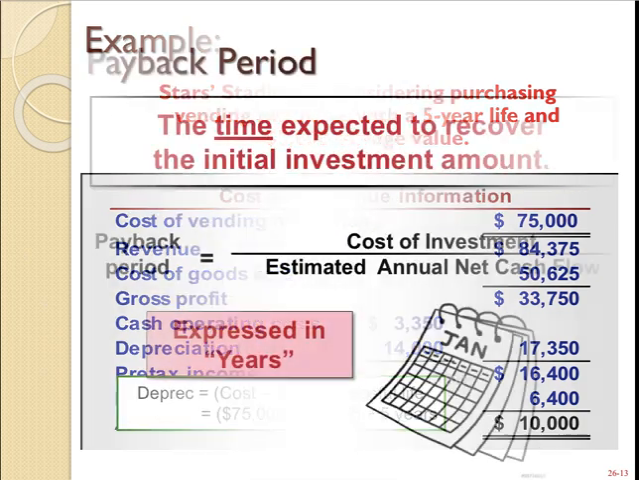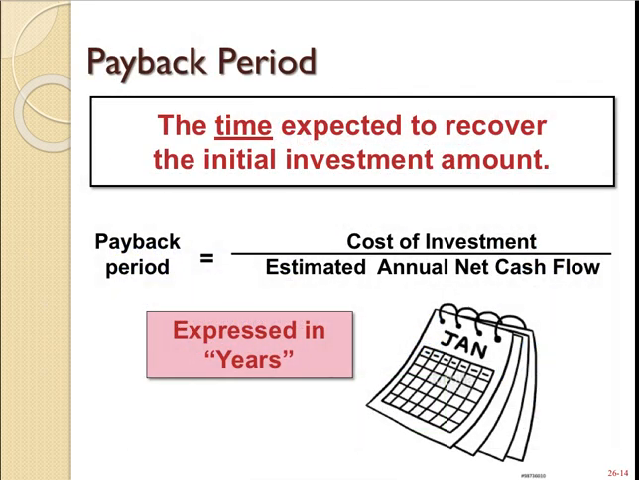So let's talk about analyzing this investment from the perspective of payback period. So payback period is the time we expect it to take to recover the initial investment amount, or how much we put in. And the formula for payback period is the cost of the investment divided by the estimated annual net cash flow. So cost of the investment is how much you put in, and the estimated annual net cash flow means how much we expect to get out, okay?